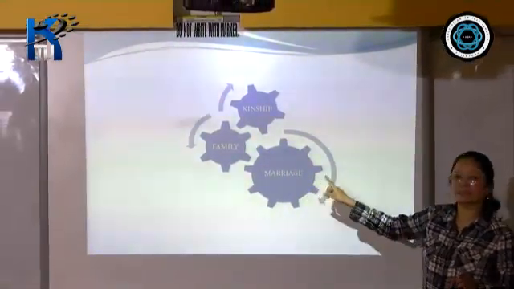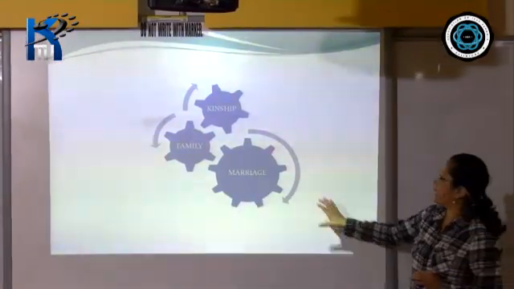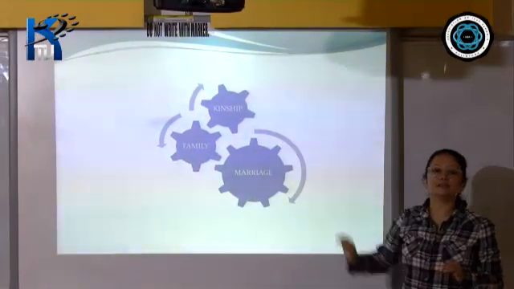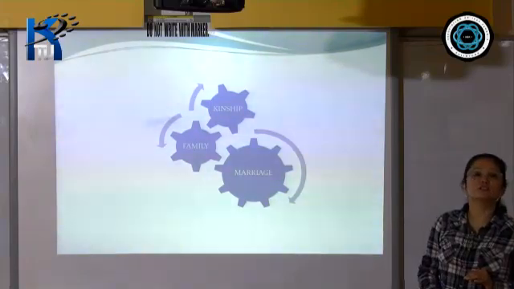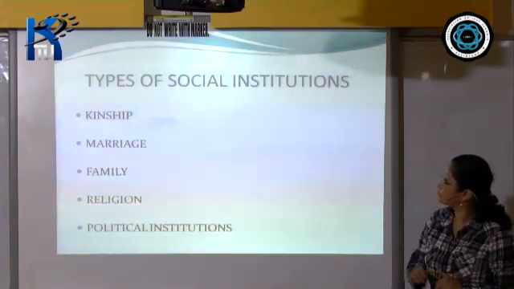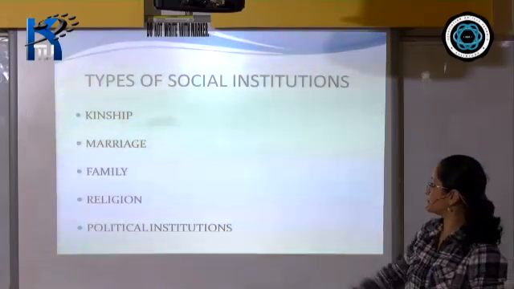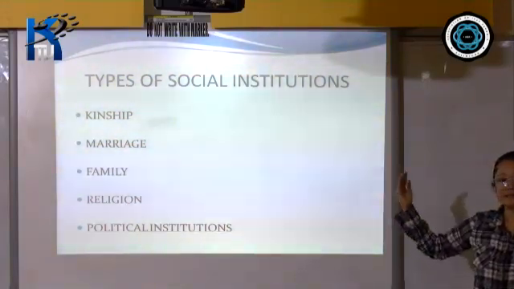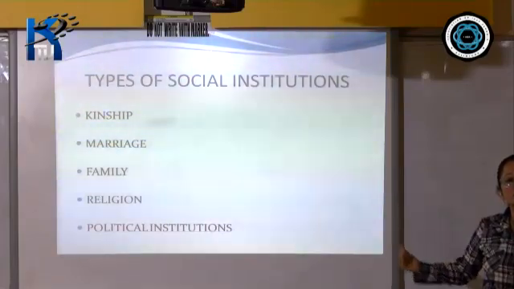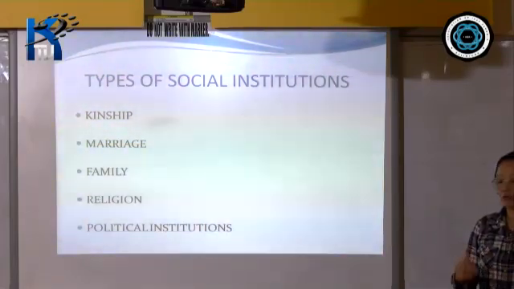So therefore, I've just made a very rough diagram about a social institution, integrated. Each one is related to the other. And then the basic idea is, again, to preserve the social order. Now, there are different types of social institutions: kinship, marriage, family, religion, political organizations, which form the content of your study.